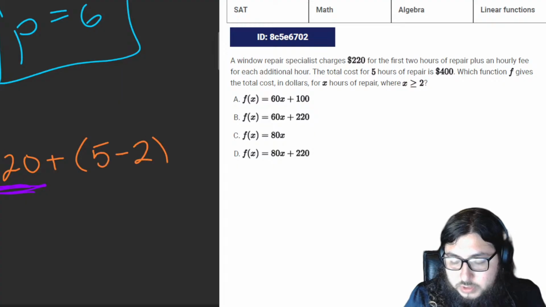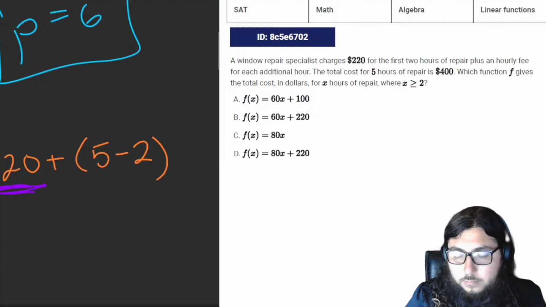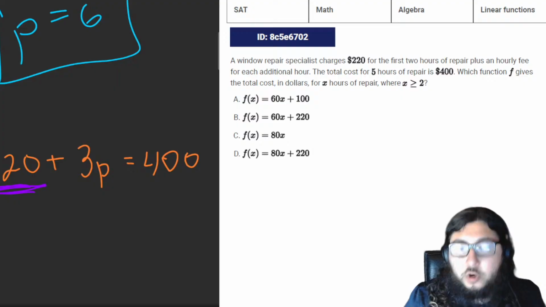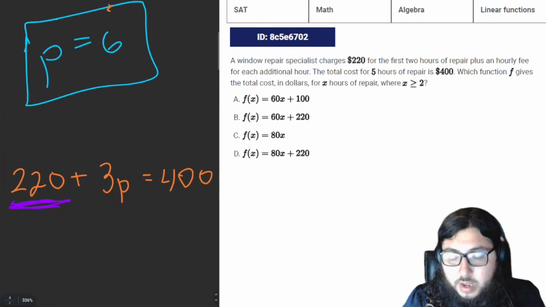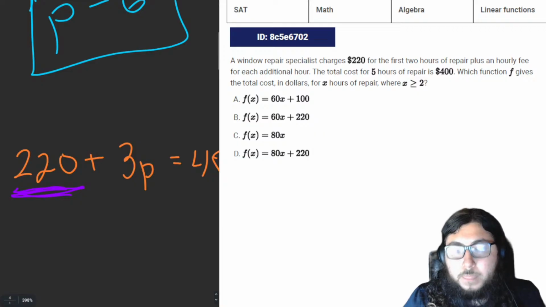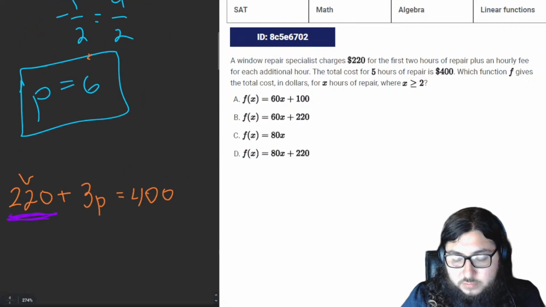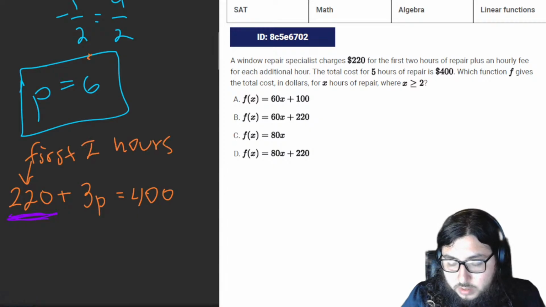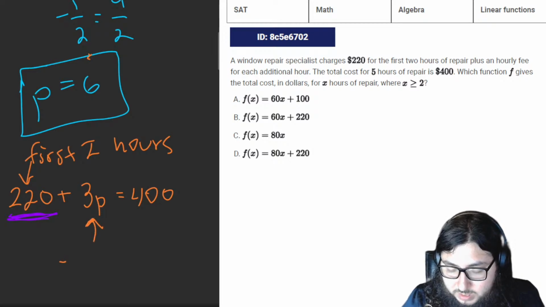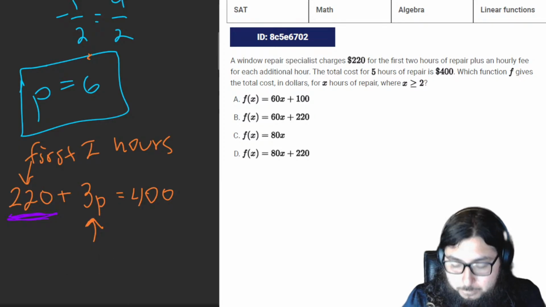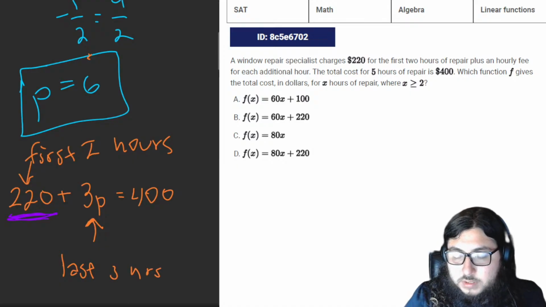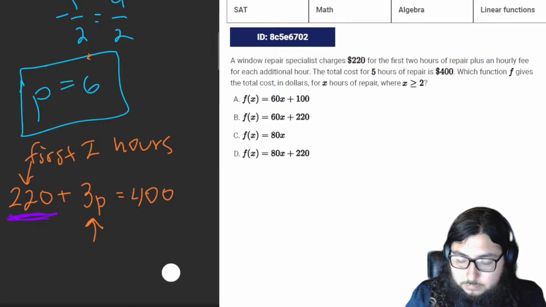5 minus 2, which is just 3. Reason being is 3p is equal to 400. We're only being charged on an hourly basis for every hour after the first 2 hours. So 220 accounts for the first 2 hours, then this 3p accounts for the last 3 hours. So then to solve for p, we're going to solve algebraically.